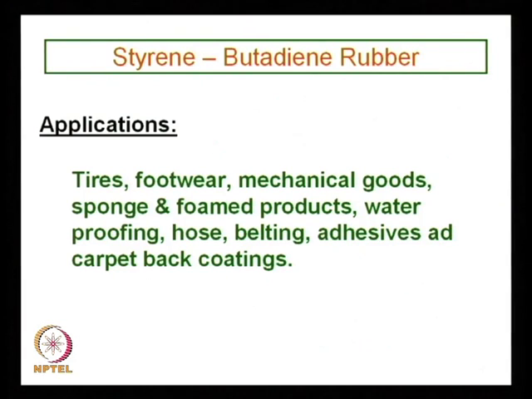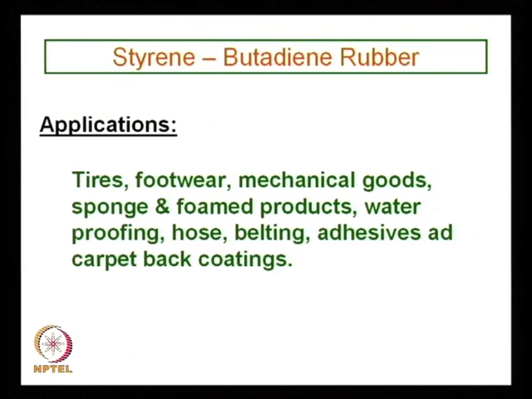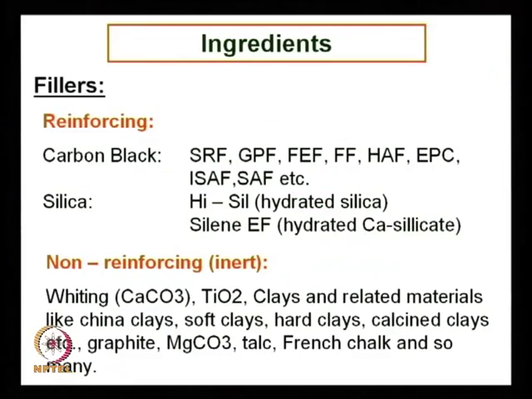Styrene butadiene rubber applications: tires, footwear, mechanical goods, sponge, foamed items, waterproofing items, hose, belting, adhesives, carpet backing coating, sometimes sealants, sometimes rubber coated fabrics, all these and many more. So, that means a large number of products can be fabricated from synthetic rubbers as well as from natural rubber.